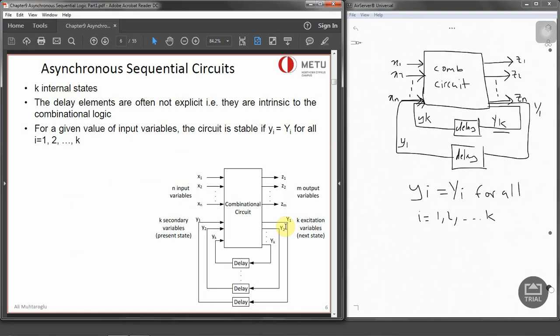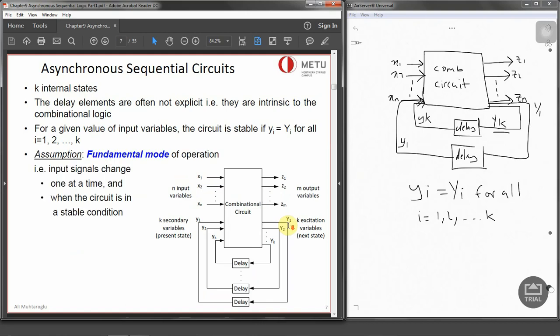Now, in asynchronous sequential circuits, we normally consider the circuits with fundamental mode of operation. So what is that fundamental mode of operation? The input signals change one at a time, and when the circuit is in a stable condition, that means we have the fundamental mode of operation. Now let us consider an example to interpret the theoretical definitions with some meaningful expressions.